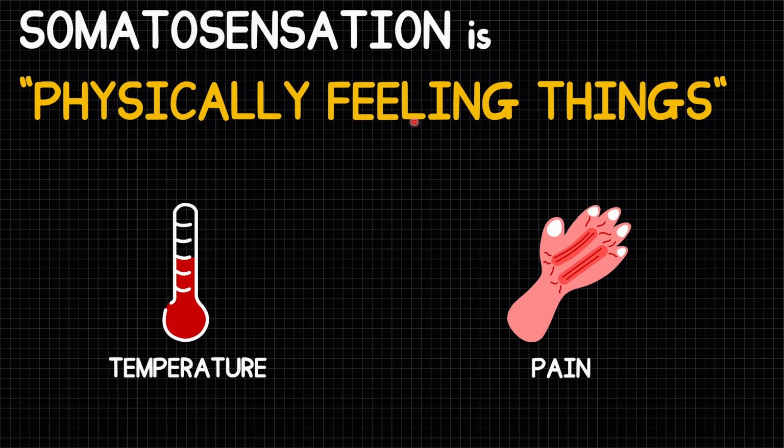Now, there are different types of somatosensation, and this is something very important for us to understand. For example, the sensation of temperature, whether something is hot or cold, is a very specific type of somatosensation called thermoception. Conversely, the sensation of pain is a different type of somatosensation called nociception. So this is basically what somatosensation is. Don't overcomplicate it. It's physically feeling things, and there are different types of physically feeling things. Temperature and pain are just two examples.